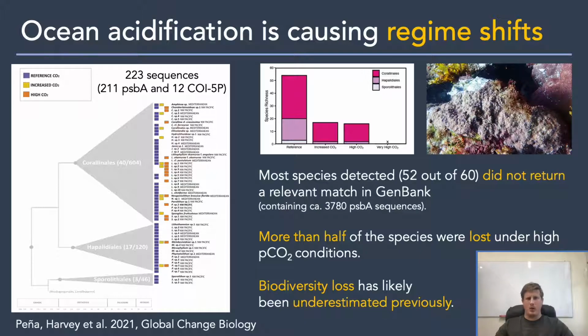Now, this is some work that we did when investigating for the coralline algae, where it's well appreciated and understood that they're going to be negatively impacted by ocean acidification. But when we actually assessed exactly what species and taxonomic diversity would be lost, we actually found that more than half the species would be lost under high CO2 conditions. But moreover, that most of the species we detected could not actually be matched to any species within a gene bank. So overall, this means that actually the biodiversity loss that we expect is actually going to be far greater than previously estimated.